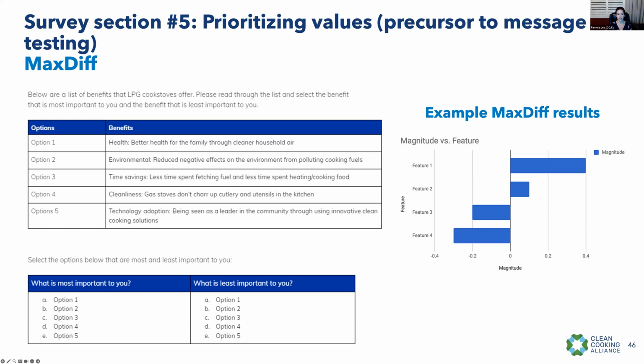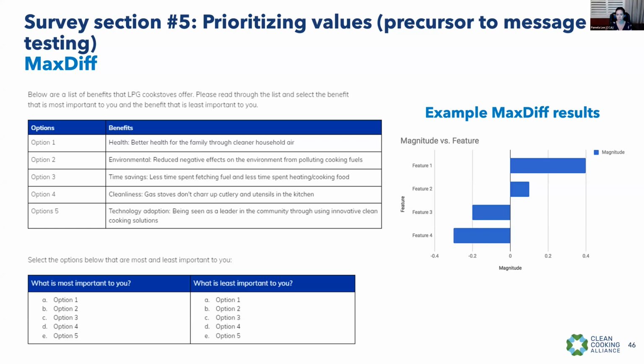And then now we're asking, this MaxDiff is actually a different type of conjoint. We're asking them, of all these benefits that you have been introduced to that come along with clean cooking solutions, which one is most important to you? Which one is least important to you?